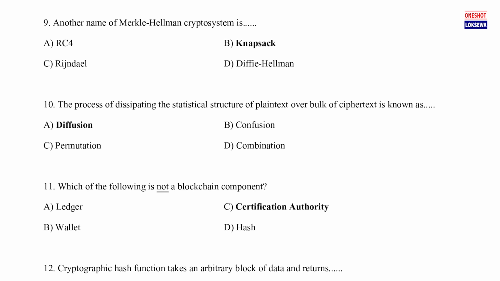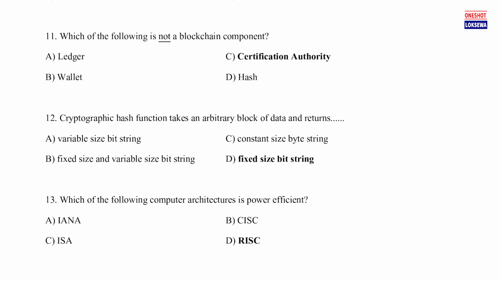Diffusion. B. Confusion. C. Permutation. D. Combination. 11. Which of the following is not a blockchain component? A. Ledger. C. Certification authority. B. Wallet. D. Hash. 12. Cryptographic hash function takes an arbitrary block of data and returns A. Variable size bit string.